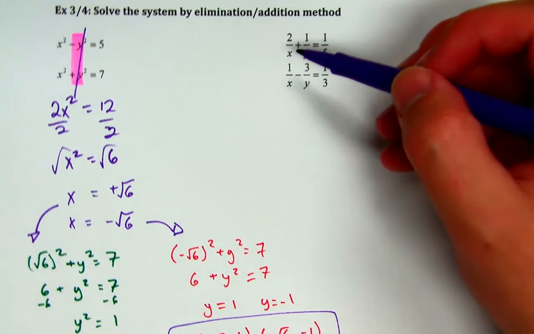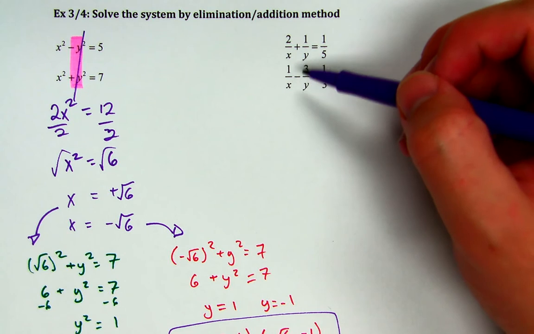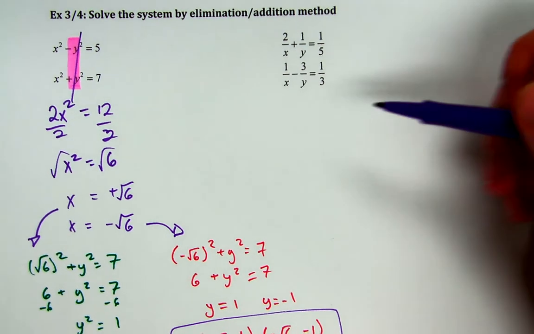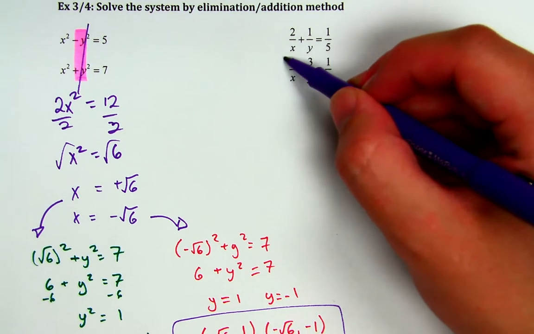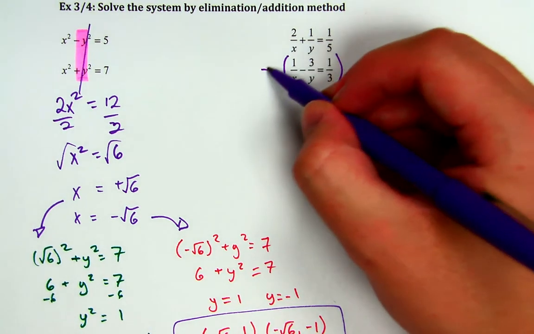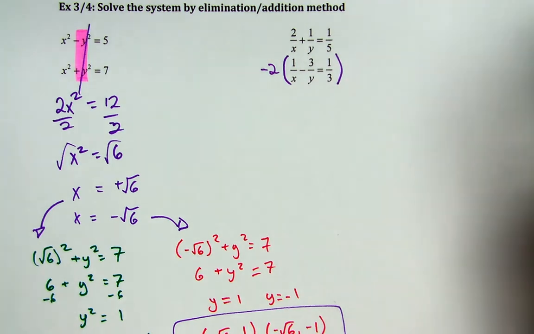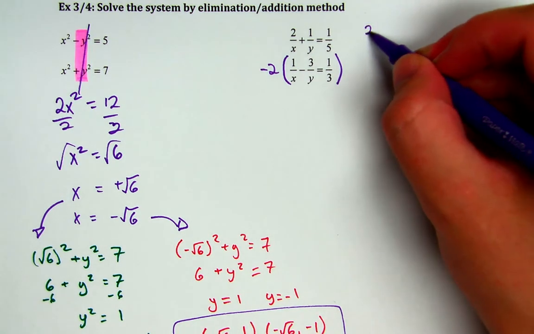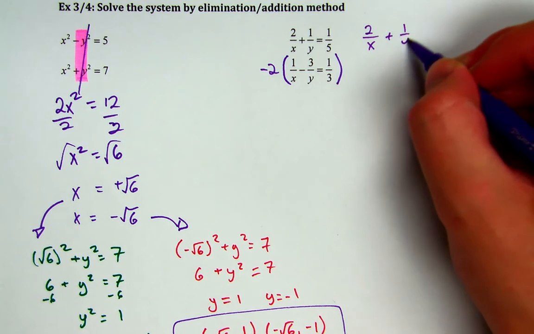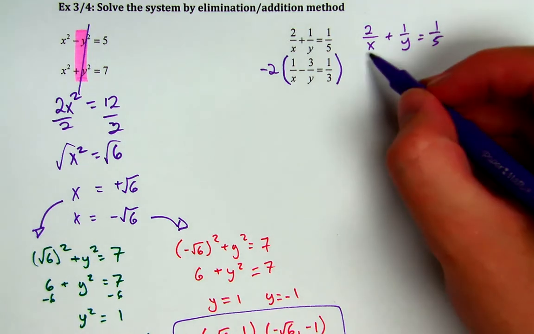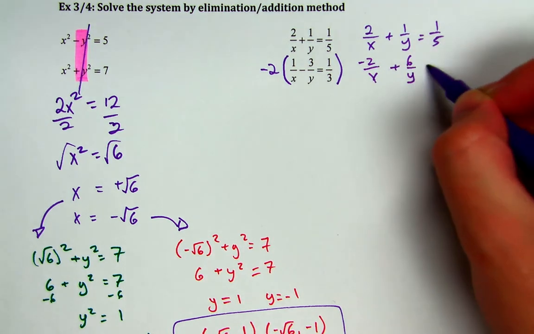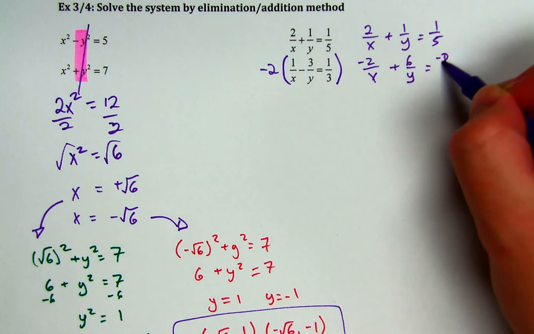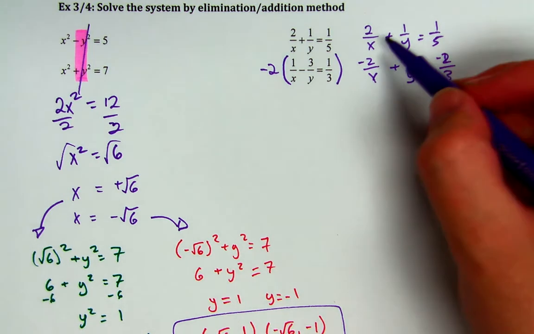Alright, now this is kind of the confusing one. When you have a bunch of these, you want to say, hey, how do I cancel them out? You can either choose the x's, you can choose the y's. I'm going to multiply this equation by negative 2, so then I can cancel out the x's. So I'm going to rewrite this as 2 over x plus 1 over y equals 1/5. And I've got negative 2 over x plus 6 over y equals negative 2 over 3.